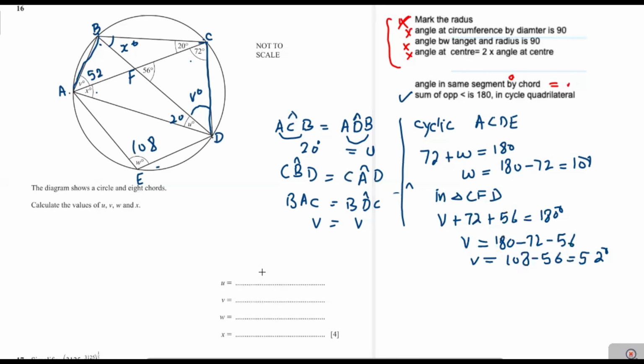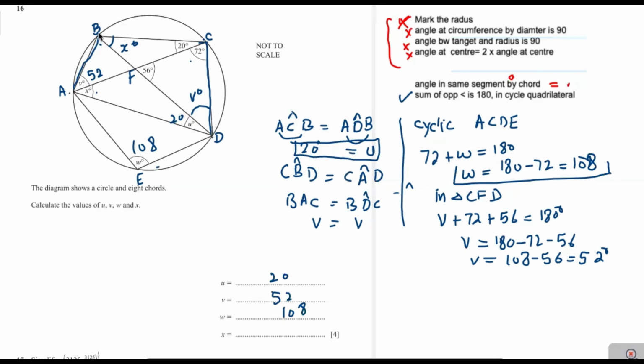Now you can mention these angles. Firstly, you see here, this is the 20 degree. You can see here, this is 52 degree. And next is the W. You see here, W is equal to 108. This is the 108. Now you can write it. The last is, you have to find X degree.